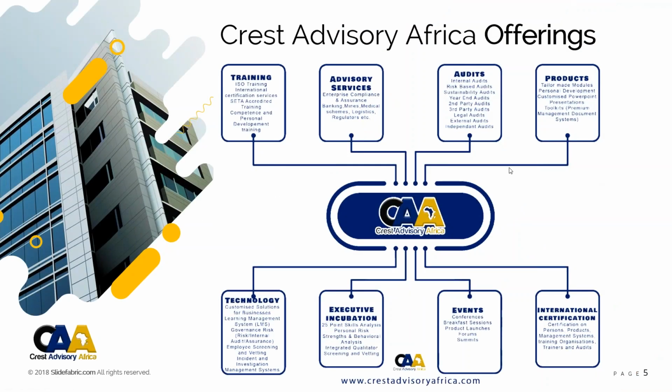Our offerings, what we are doing is that we are having 8 offerings to our clients. Firstly, training of the highest class that you can get, advisory services, audits, first level, second level, and independent audits, products that we build for our clients. Technology, we're using bowtie, but we've also got a system with the name of Isolytics that is actually a compliance-based system that we will communicate with you during the next week. Then we've got incubation programs for small businesses, executives, and small and medium enterprises, events, and then our flagship offering is actually international certification of persons, products, systems, trainers, and auditors.